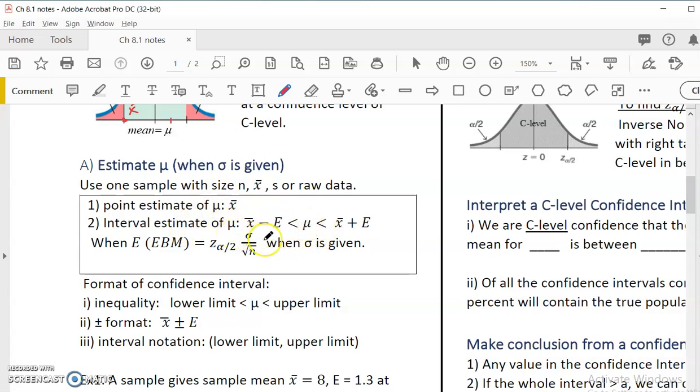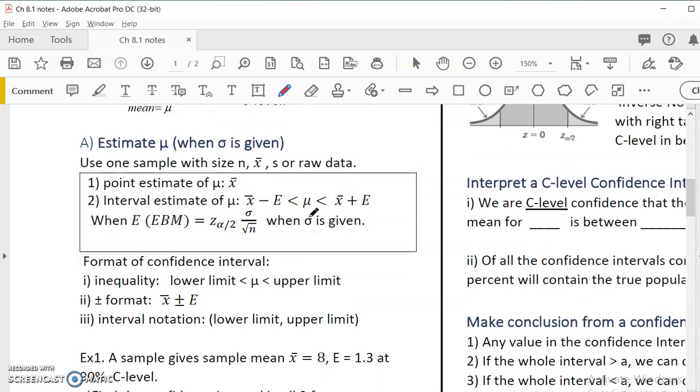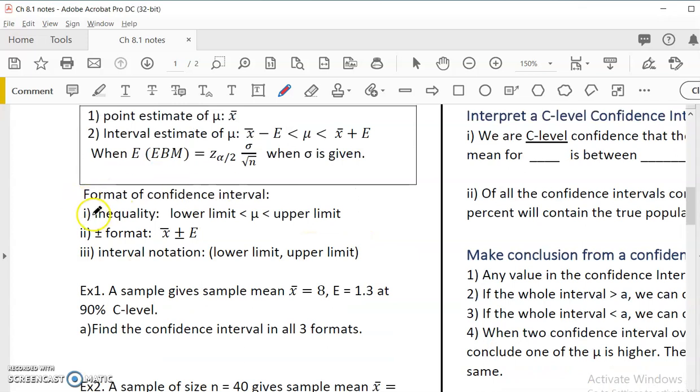So what I can do is calculate the error bound, the largest error that it may be, and it would be z alpha over 2 times sigma over square root n. And then the interval would be this X bar minus the margin of error to X bar plus the margin of error. And we call it an interval estimate. It's a range of numbers with a lower limit and upper limit. So when we write a confidence interval, there are three formats. We can write it as an inequality, having mu in the middle, because we're actually wanting to estimate mu, the population mean.